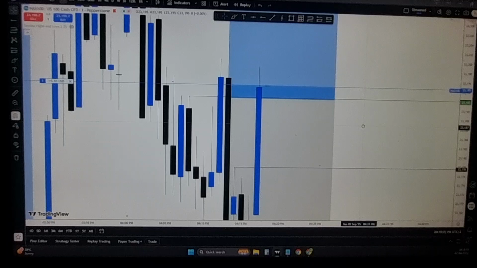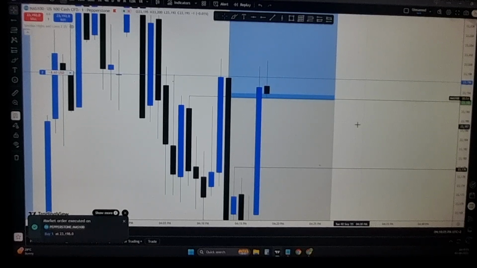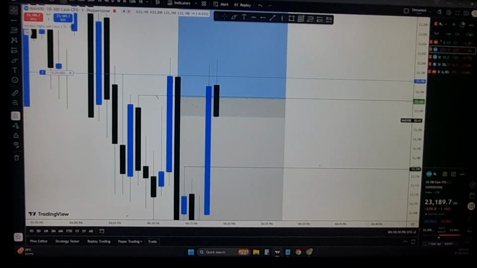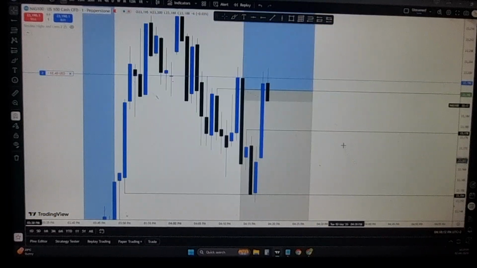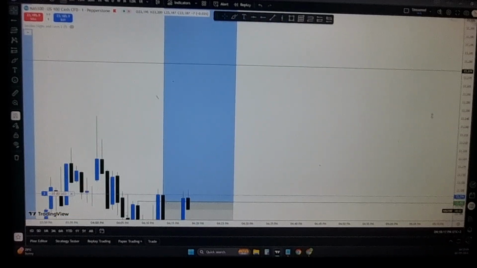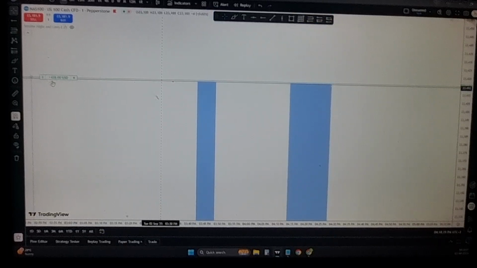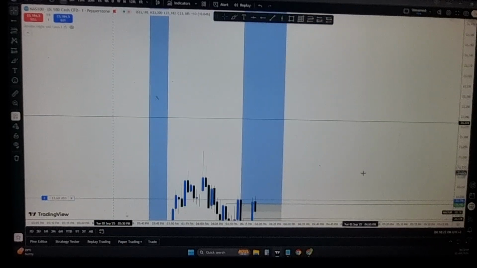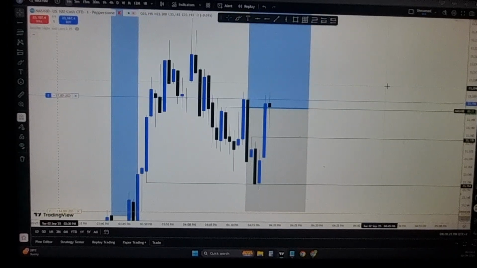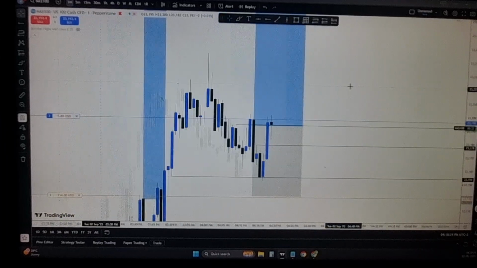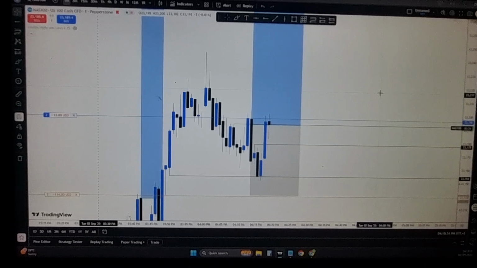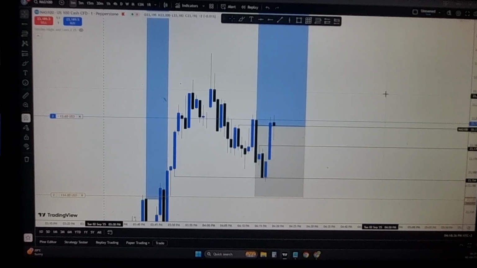Okay, entering 2 lots. Now let's see how much we're risking. Okay, we're risking 144 for potentially 438. Okay. So yeah, that's what we're here for.